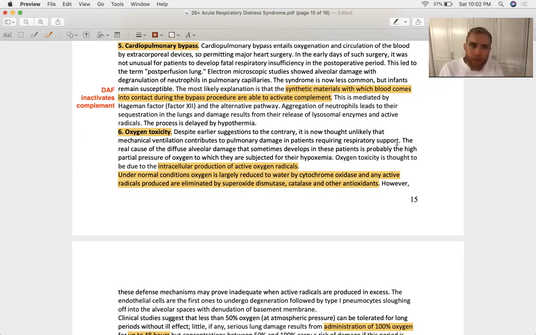So the foreign materials that come from a bypass machine can put a lot of complement into circulation, and in the lungs this is particularly notable because you have a lot of surface area of endothelium inside your lungs, and so that complement reactivity against endothelial cells just gets multiplied, magnified in the lungs.